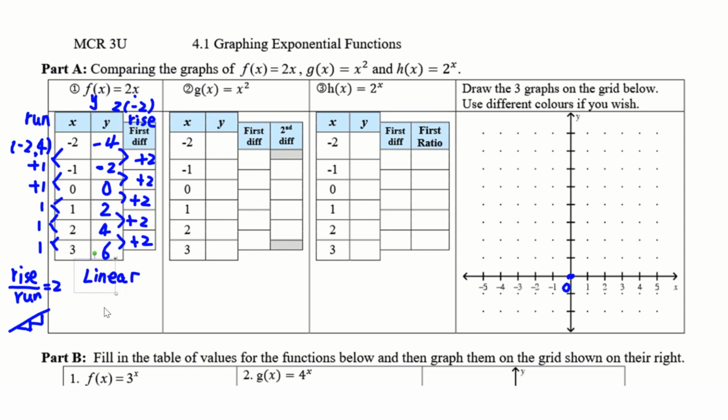So to determine a linear function from table values, the first differences are the same. The first differences are the differences of y, subtracting y, and they are the same. Then it means rise over run is the same, so you have the same slope. It is a straight line.